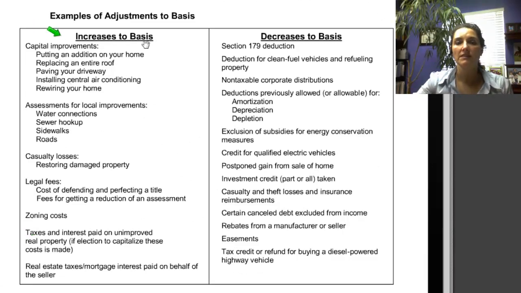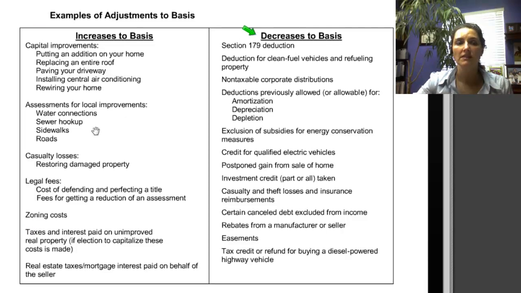So let's look at some examples of adjustments to basis. Beginning on this side, we have increases to basis, and on this side, we have decreases to basis. So let's look at things that increase your basis in property. Well, your basis in property is increased by things like capital improvements. And capital improvements include putting an addition on your home, replacing an entire roof, paving your driveway, installing central air conditioning, and rewiring your home. Assessments for local improvements also increase basis, and they include water connections, sewer hookups, sidewalks, and roads. Casualty losses, the cost of restoring the damaged property to its original condition, increases your basis.